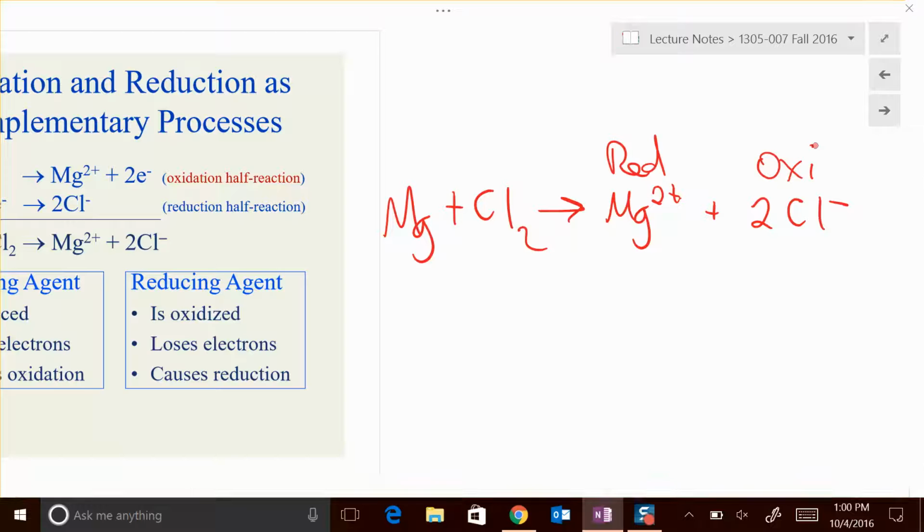What caused magnesium to lose electrons? What forced magnesium to lose those electrons? Chlorine. So chlorine is the reducing agent. What allowed chlorine to gain electrons? Magnesium. So it is the oxidizing agent.